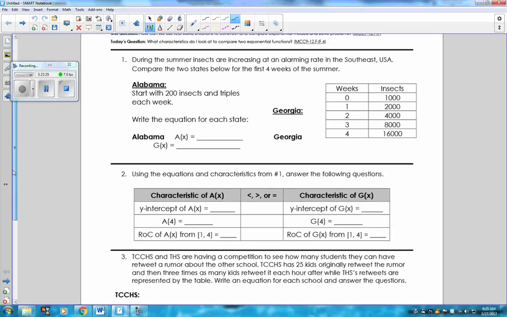So this question says, during the summer, insects are increasing at an alarming rate in the southeast USA. Compare the two states below for the first 4 weeks of the summer. So the first thing he wants us to do is write the equation of each. For Alabama, we start with 200 insects and it triples every week. So what's my initial? Remember, this is the same thing as saying y equals, so I don't have to write y equals.